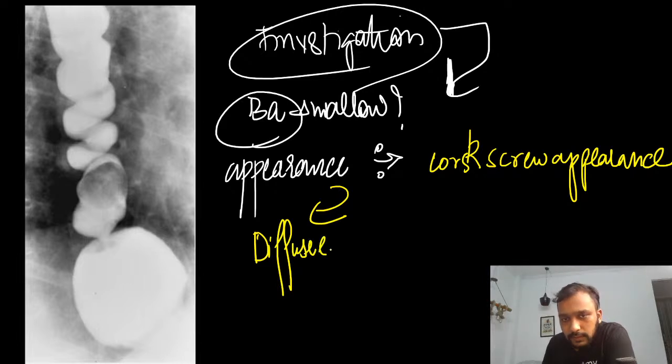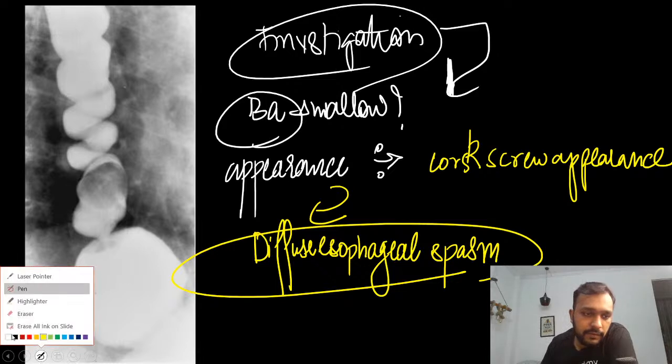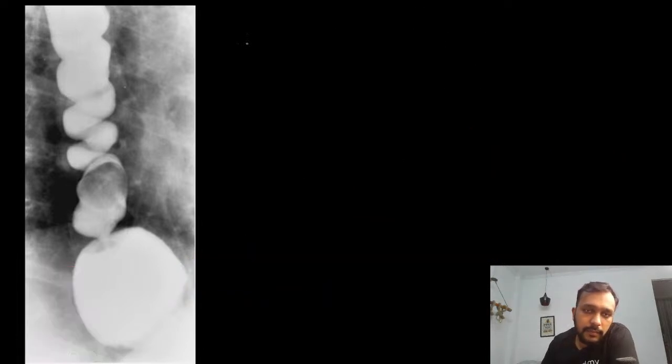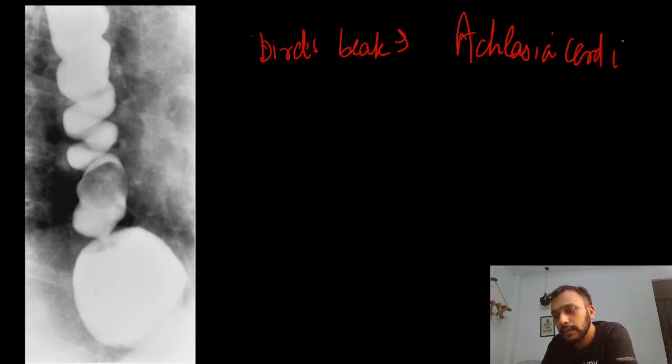It is characteristically seen in diffuse esophageal spasm. Right? Clear? So tell me, bird's beak appearance is seen in? Very good. Okay. Bird's beak appearance is seen in achalasia cardia. Achalasia cardia. Okay. Very good.